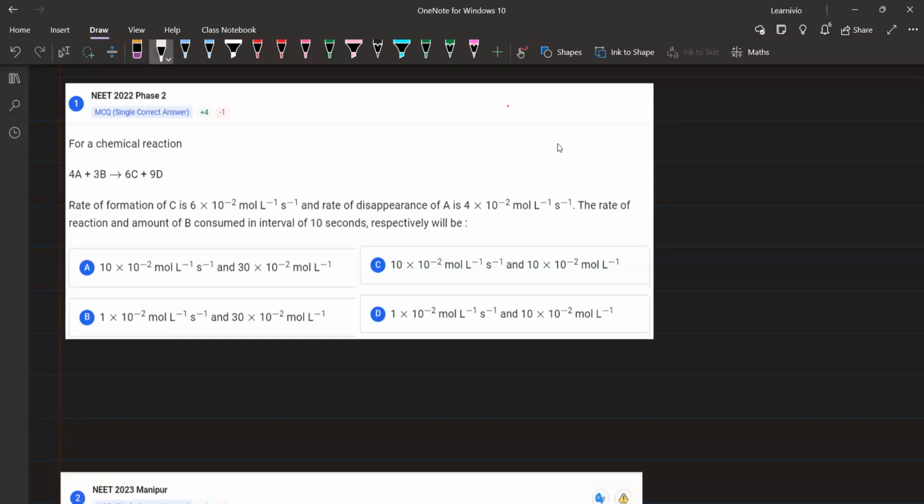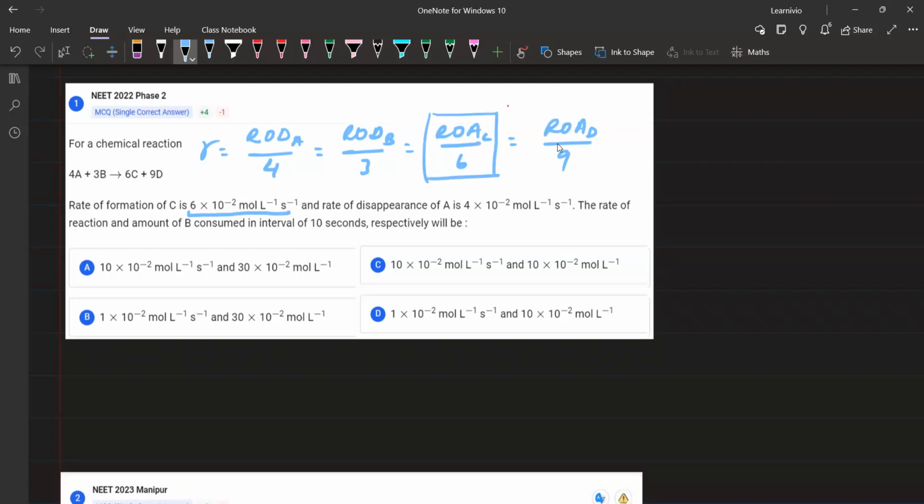So basically, if I have to write rate, it will be equal to the rate of disappearance of A divided by 4, which will be equal to rate of disappearance of B divided by 3, which will be equal to rate of appearance of C divided by 6, will be equal to rate of appearance of D divided by 9. Now they are saying the rate of formation of C is 6 into this value, so they have given us this. And the rate of disappearance of A is this, so they have given us this here. And they're asking the rate of reaction.